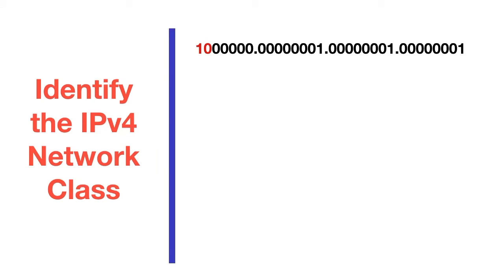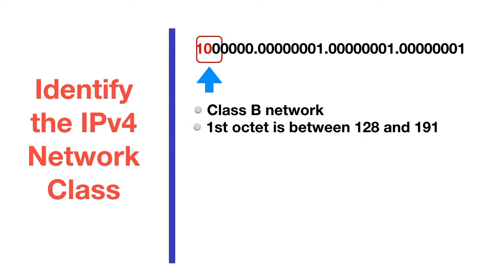In this case, we notice that the first two bits in the first octet are 1 and 0 respectively. This indicates a Class B network. In a Class B network, the value of the first octet has to be between 128 and 191.